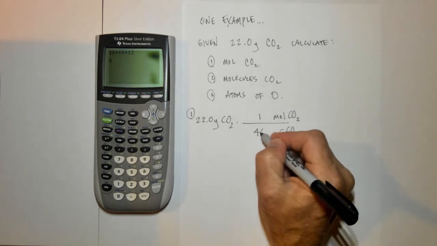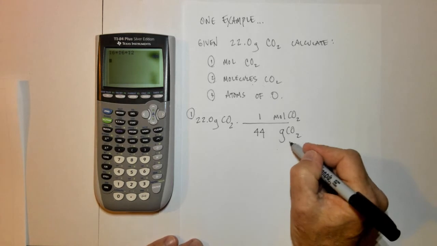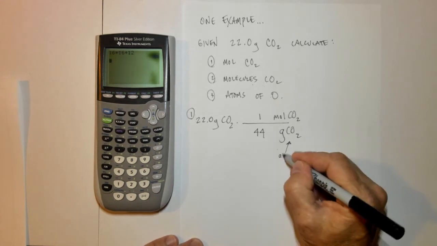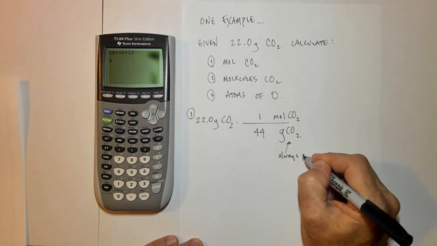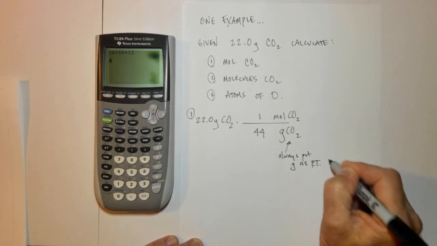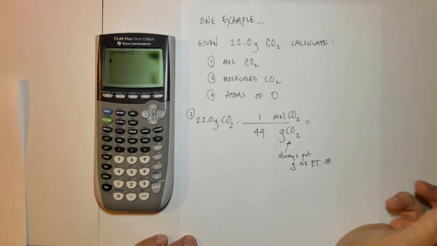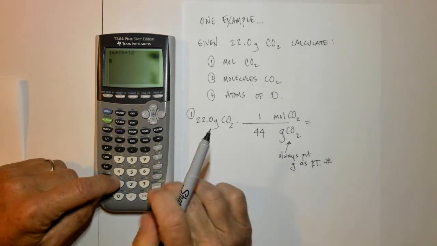So the 44 goes with the grams. And if you want to write yourself a little note, because maybe you've never done these kind of problems before, you can say, always put the grams as the periodic table number. So if you're wondering what to put there, always ask, did I find it on the periodic table? If you have grams down there and you didn't find it on the periodic table, you probably did something wrong. So I made this one pretty easy, 22 divided by 44.